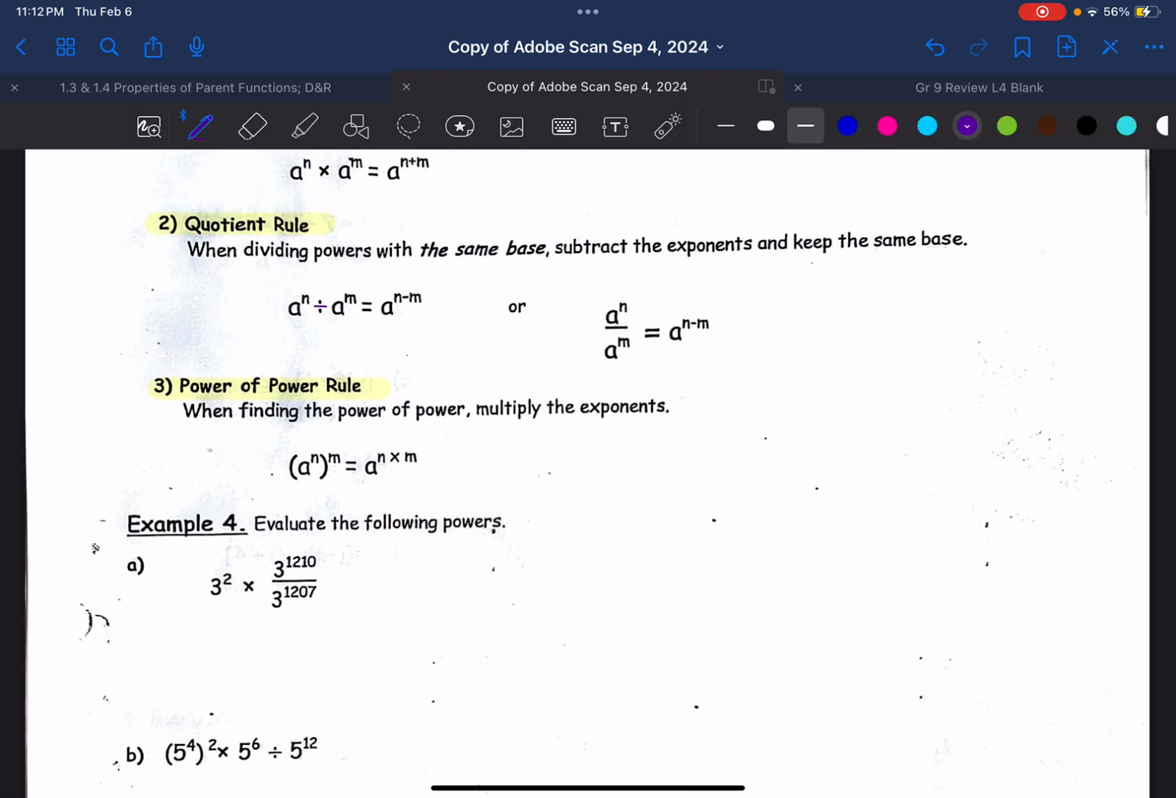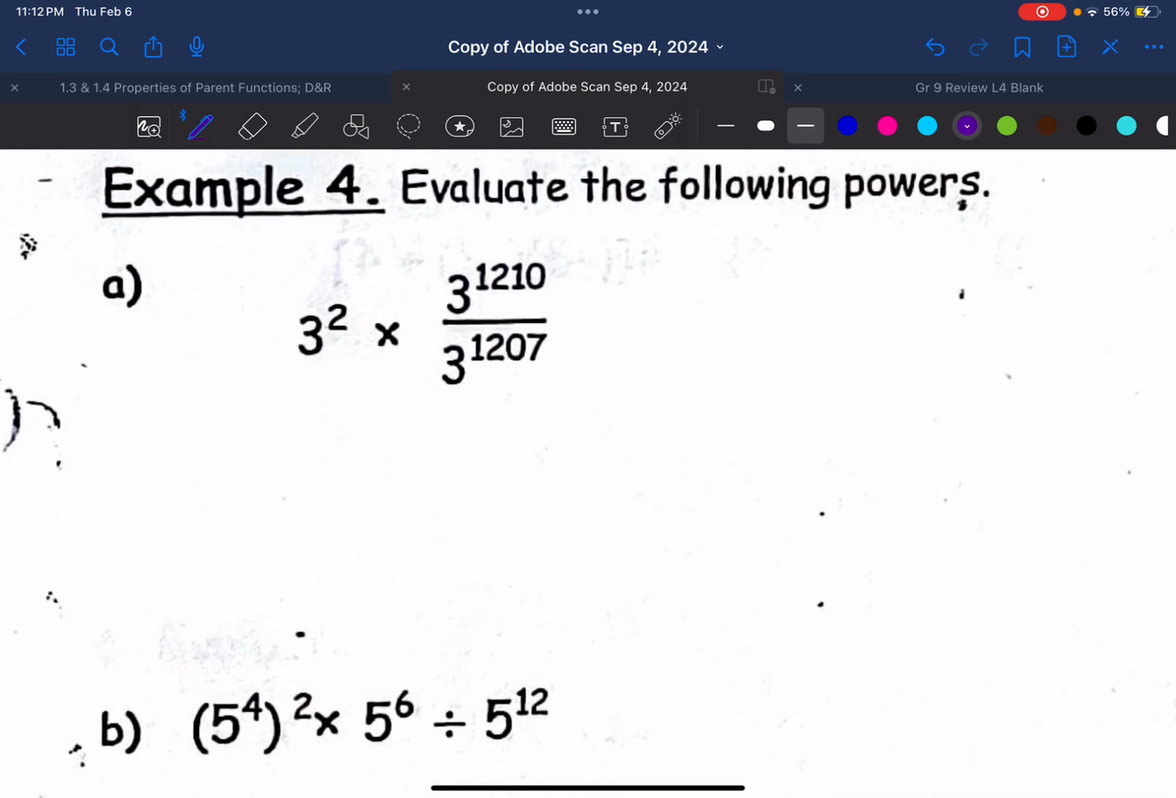So when we go into evaluating and we see numbers that are super big like this, if you plug that into your calculator, you're going to get an enormous answer. You're going to get an answer that might not even fit on the entire screen of your calculator. So this is where exponent laws come into play to make our lives a little easier.